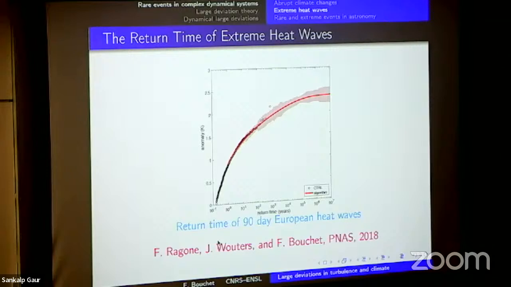I will discuss it better on Friday. And so here you can see the time. Here it's a logarithmic time scale. Here you can see the 100-year heat waves, so you have its amplitude.